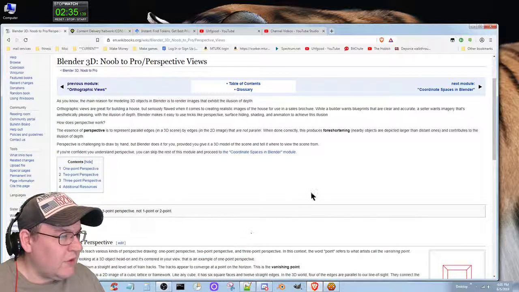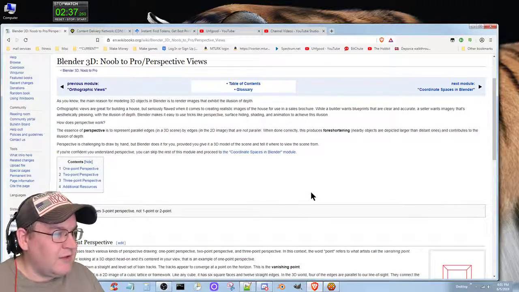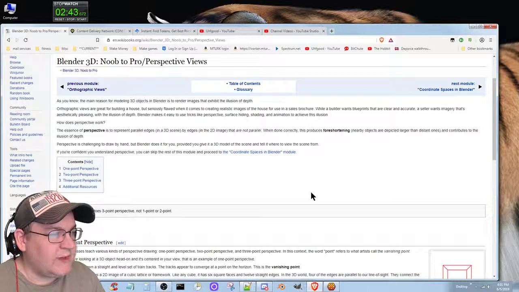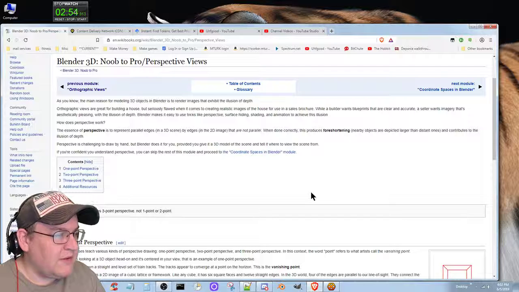As you know, the main reason for modeling 3D objects in Blender is to render images that exhibit the illusion of depth. Orthographic views are great for building a house, but seriously flawed when it comes to creating realistic images of the house for use in the sales brochure. While the builder wants blueprints that are clear and accurate, a seller wants imagery that's aesthetically pleasing and gives the illusion of depth. Blender makes it easy to use tricks like perspective, surface hiding, shading, and animation to achieve this illusion.